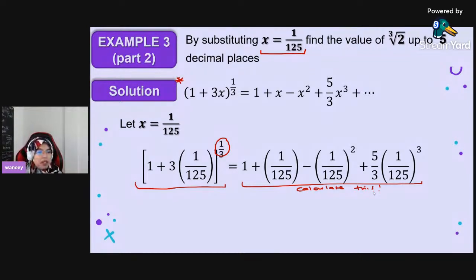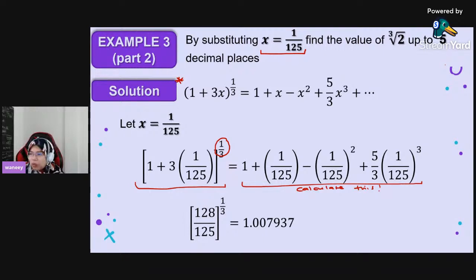You should be able to see that on the left side, 129 over 125 to the power of 1 over 3. Meanwhile, on the right hand side, I already used my calculator, and the answer for this is 1.007937. Now if you refer to the question, we're asking for 5 decimal places.